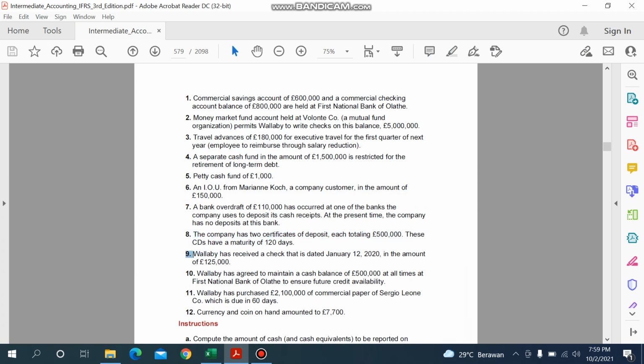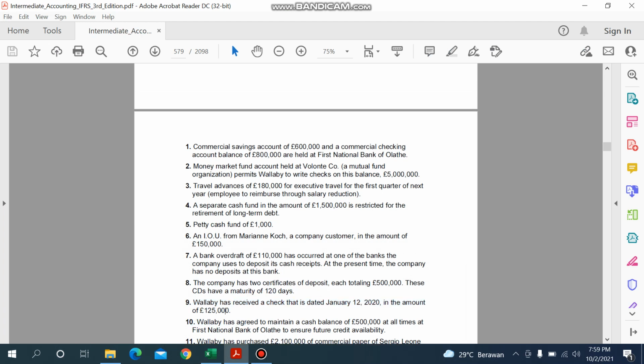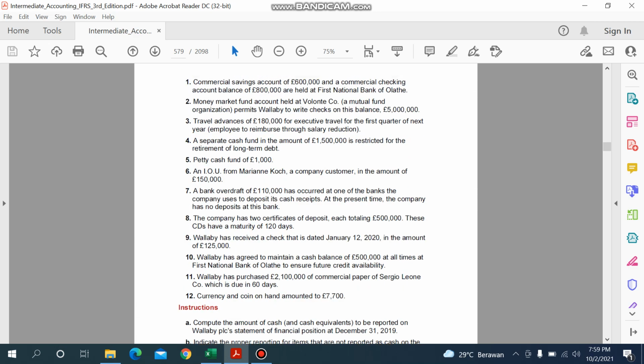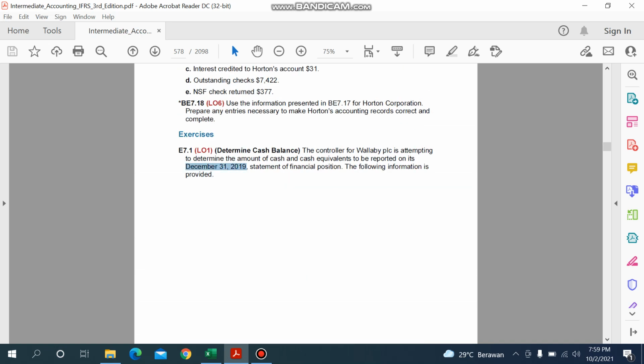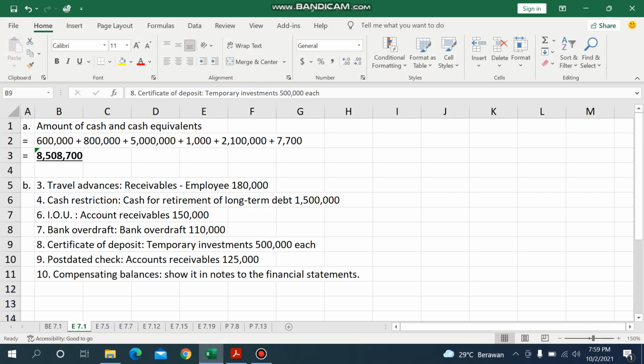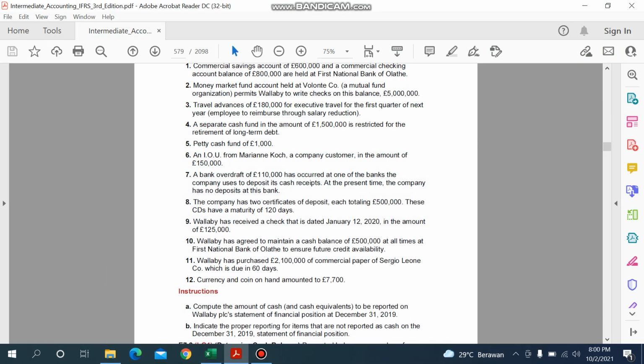And then number 9, Wallaby has received a check that is dated January 12, 2020 in the amount of 125,000. So it is a check from the customer, which will be cleared on January 12th. Now it is only December 31st, 2019, so obviously it won't be under cash. It's a post-dated check and it will be recorded as accounts receivable.